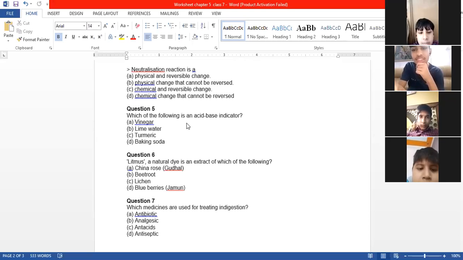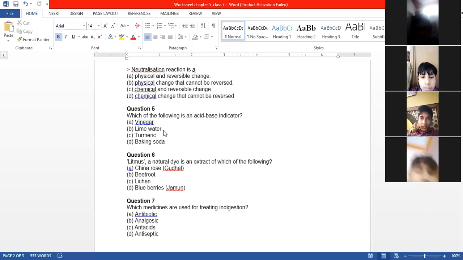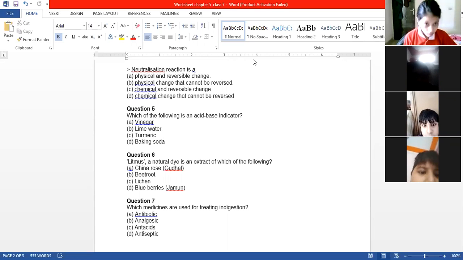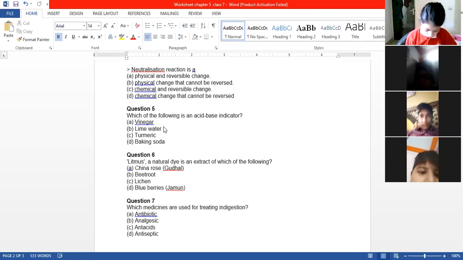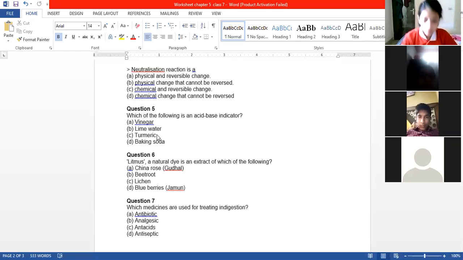Yes, Praveen. Vinegar. Vinegar is an acid solution. No, beta, vinegar is not the right answer. Bhavya Joshi, will you tell? Ma'am, I think turmeric. Yes, turmeric is the right answer, children, because vinegar and lime water, these two are the acids. Baking soda is your base and turmeric is your acid base indicator.